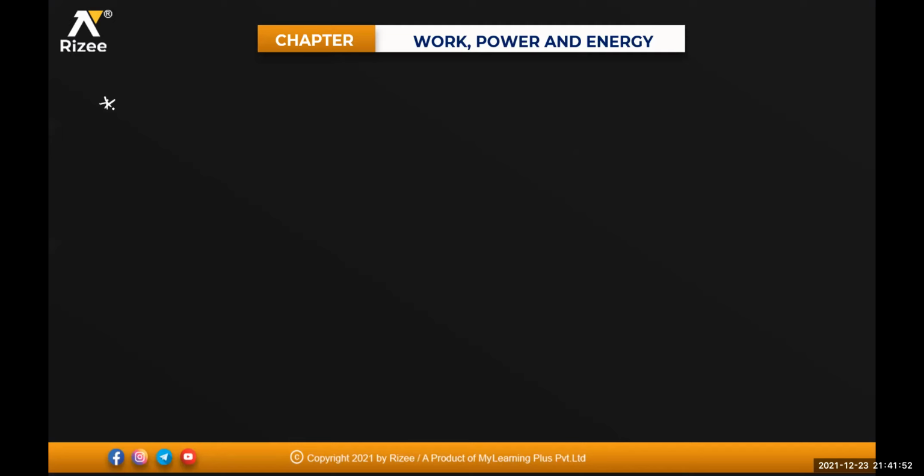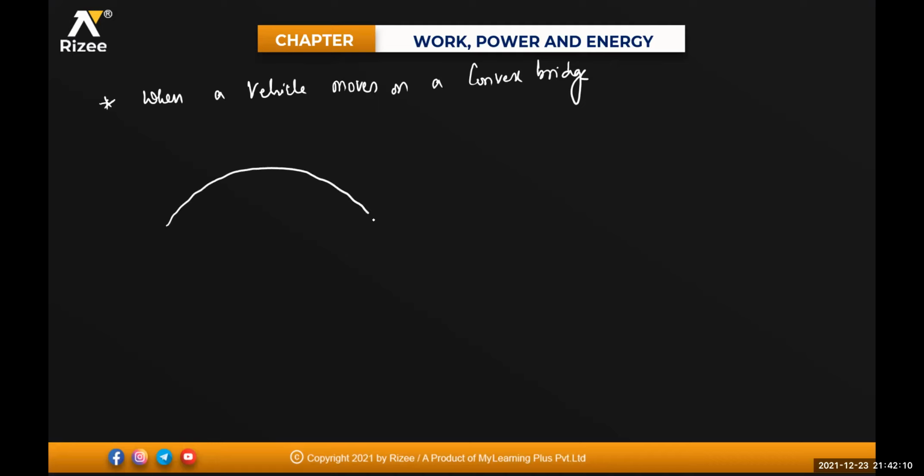See this condition. When a vehicle moves on a convex bridge, convex bridge means something like this. Here there is a particle. The weight of this body is always acting in the downward direction, that is mg. Velocity of this one is v in this direction. Normal is in the upward direction. And this is the center.